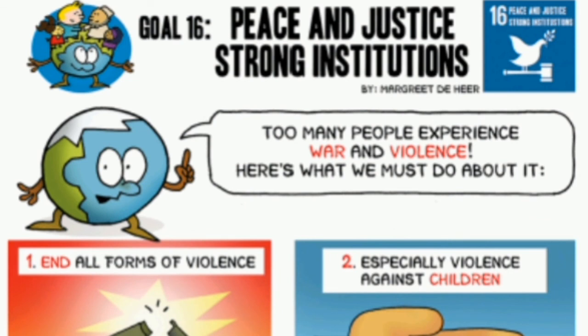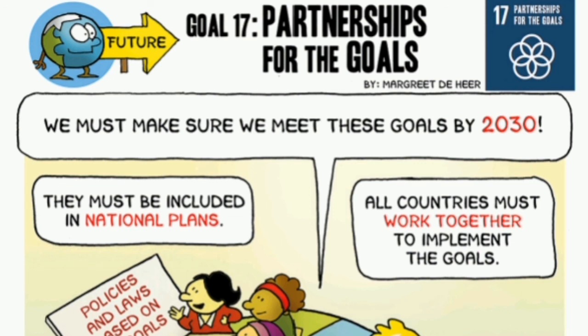16th SDG is peace, justice and strong institutions. Too many people experience war and violence. Here's what we must do about it. As we are watching in Afghanistan, and all forms of violence, especially violence against children, it is an important SDG.